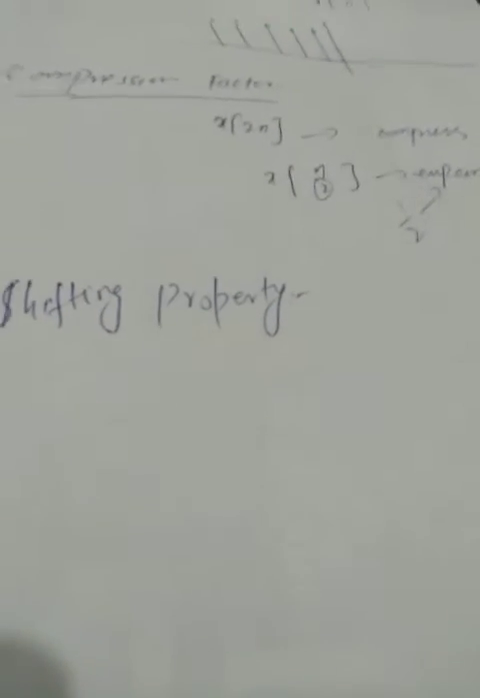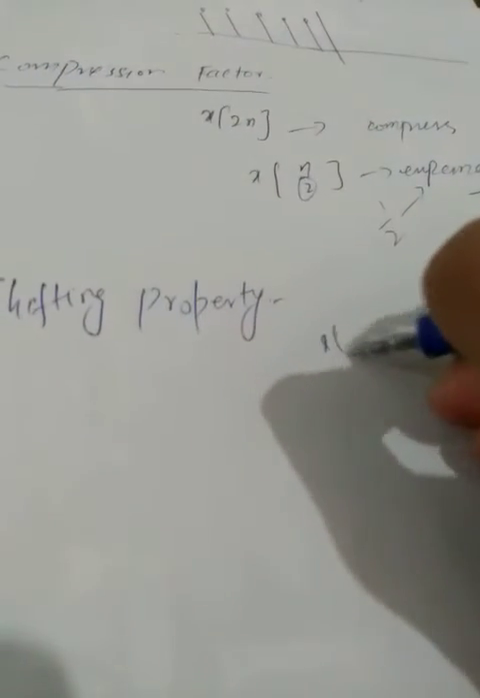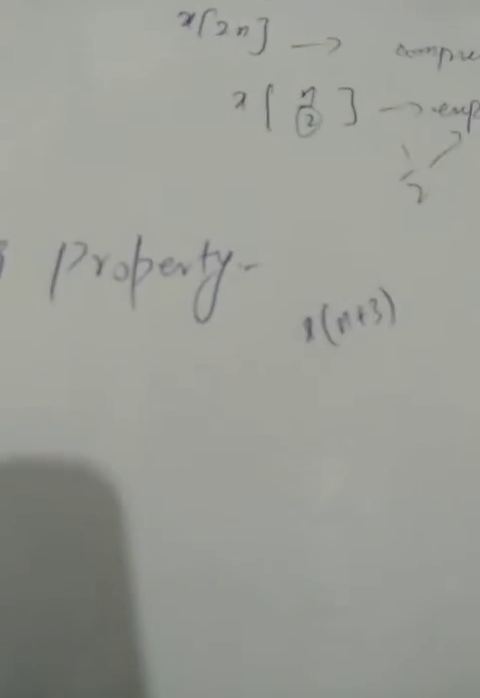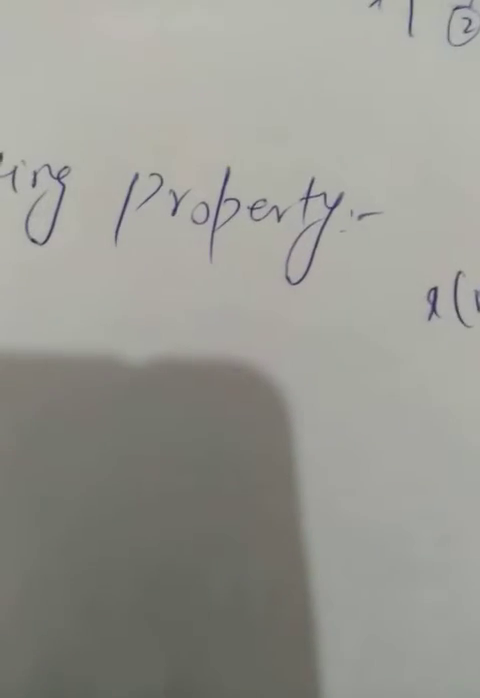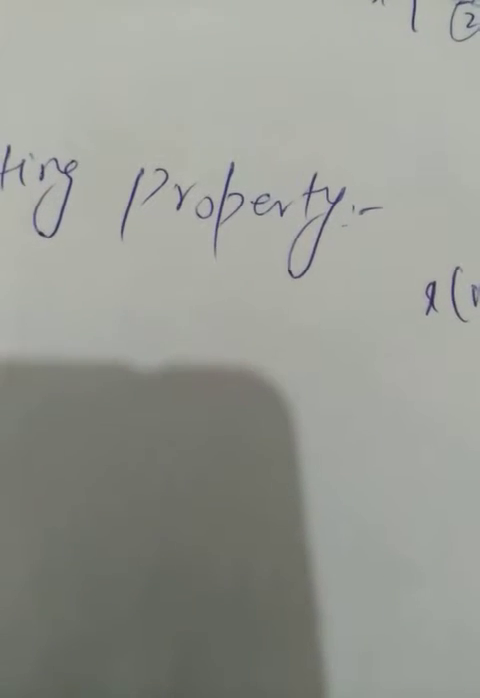And the next thing we are going to discuss here is the shifting property. What do we do in our shifting property? This is very simple. In the shifting property, we shift the values of our system. For example, if we have a system x of n plus 3, then we have to shift the system. For example, if we have the system x of n, it will be 1, 2, 3, 4.